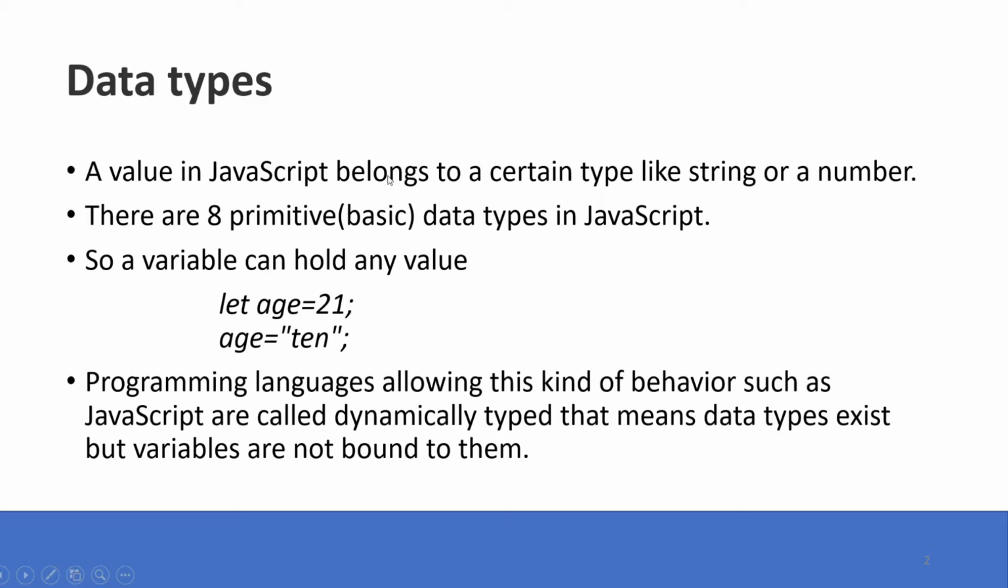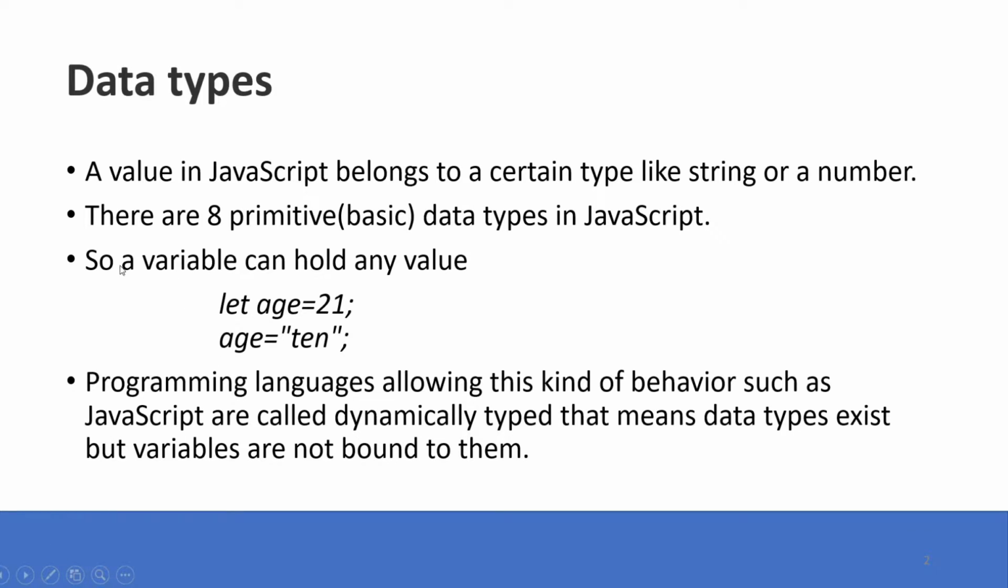A value in JavaScript belongs to a certain type, like string or number. So in total there are 8 primitive, basic, data types in JavaScript. Primitive means basic. There are a total of 8 primitive data types in JavaScript.